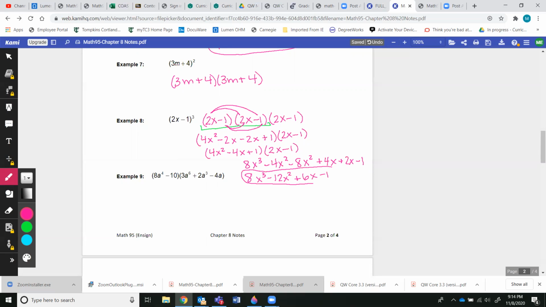Now here, it didn't matter which 2 I did first because they're all the same, but if you were multiplying 3 expressions that were all different, it would not matter which 2 you did first. You could do the first 2 first, you could do the last 2 first, because the commutative property tells us the order does not matter.